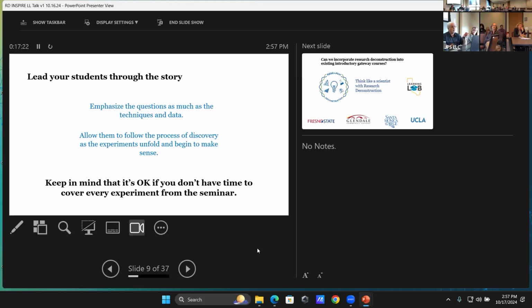All right, so we've been assessing this for years. We've seen evidence through the CURE survey that David Lopato administers that this provides students with what they feel is a better understanding of how scientists approach problems. We've also seen some evidence that this might be improving STEM persistence and STEM retention.